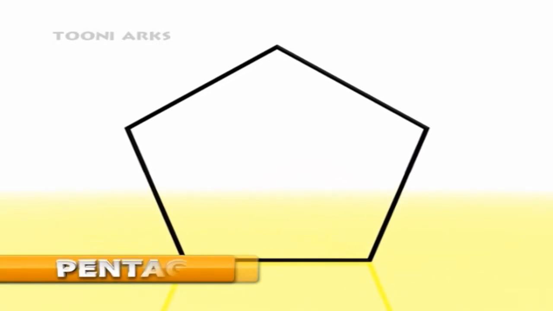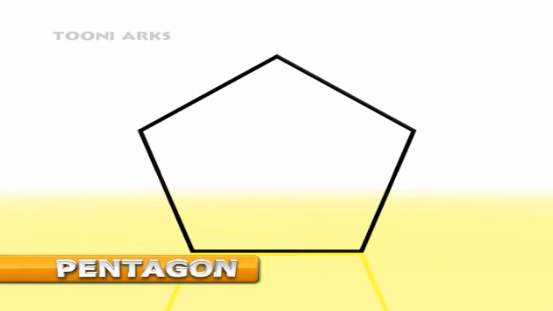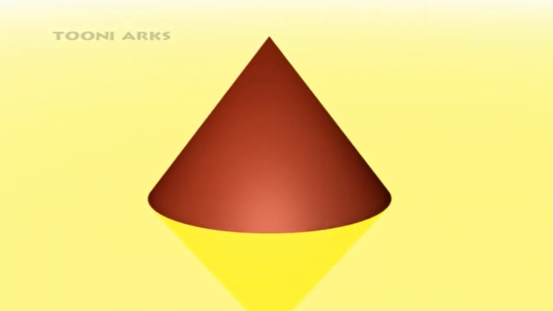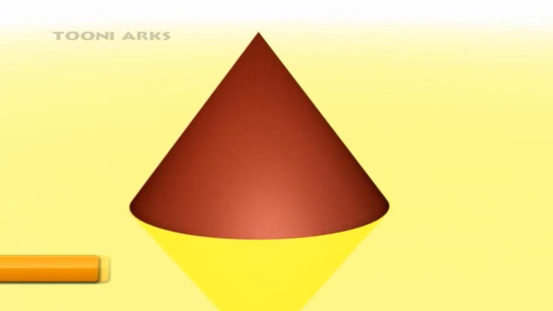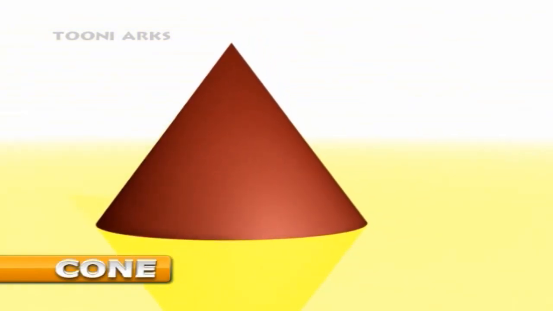And this is a pentagon. Can you guess how many sides it has? Well, this has 5 sides. 1, 2, 3, 4, 5. And now we have a cone, a bright red color cone. We usually eat ice cream in a cone wafer.